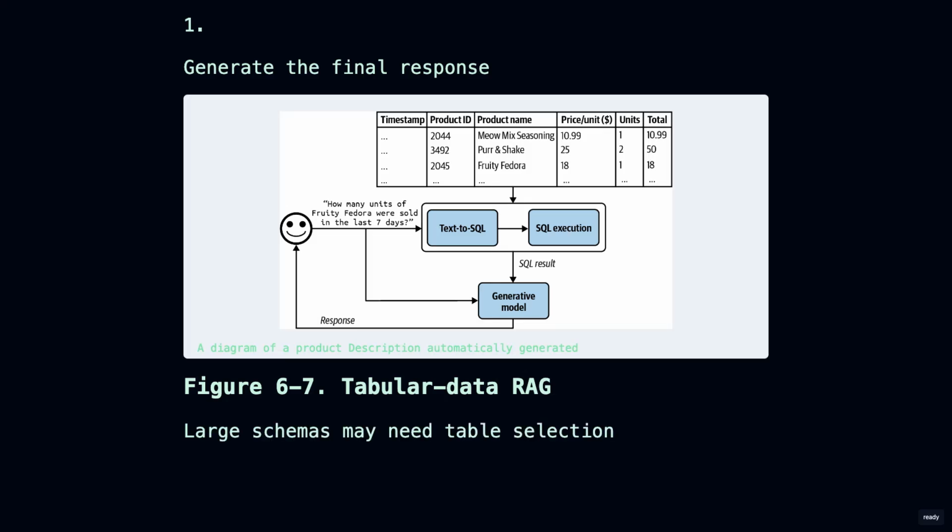When there are many tables, you may not be able to fit every schema into the model context. In that case, an intermediate table selection step can help the system choose which tables matter before generating SQL.